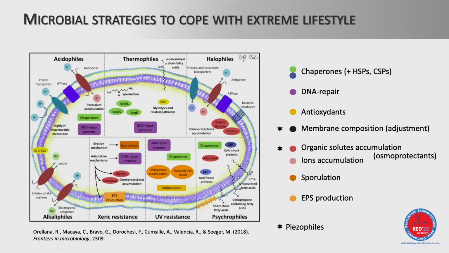So you have also some DNA repair strategies. You can find this in UV resistant bacteria or also thermophiles. It's a mechanism where, when the DNA is degraded by the extreme conditions, the cells have some DNA repair, working really fast to avoid the DNA degradation. You can find also antioxidants.